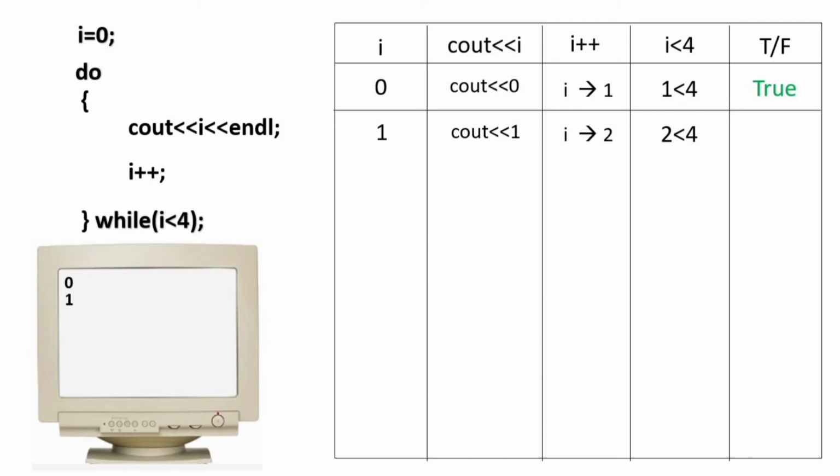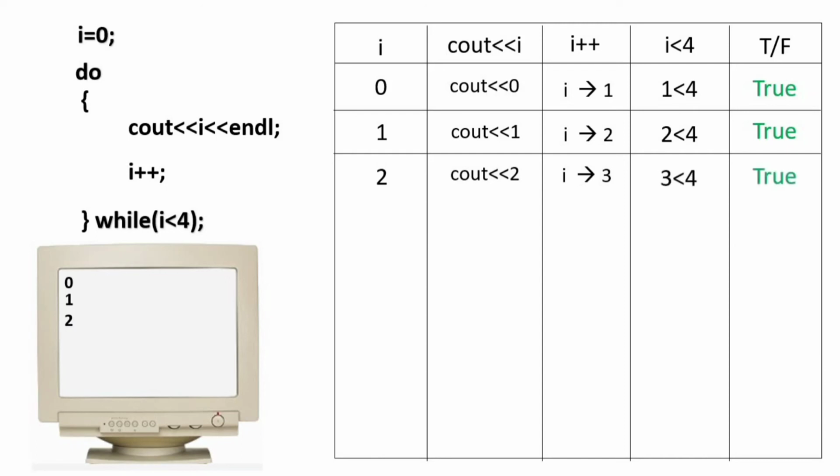2 is less than 4. That is true. The next step, I is 2. We will print value of I, that is 2. Then we will increment value of I by 1. I became 3. 3 is less than 4. That is true.